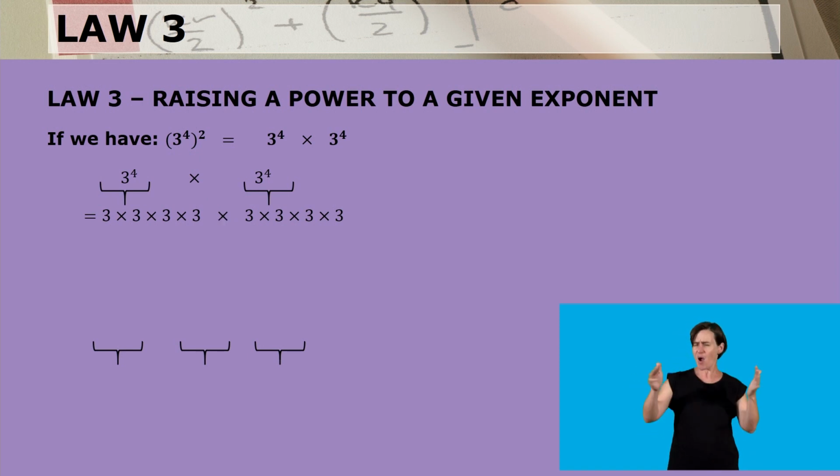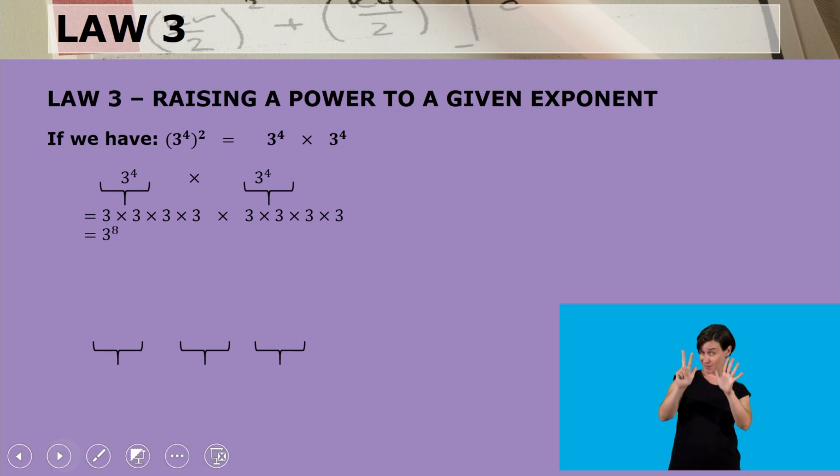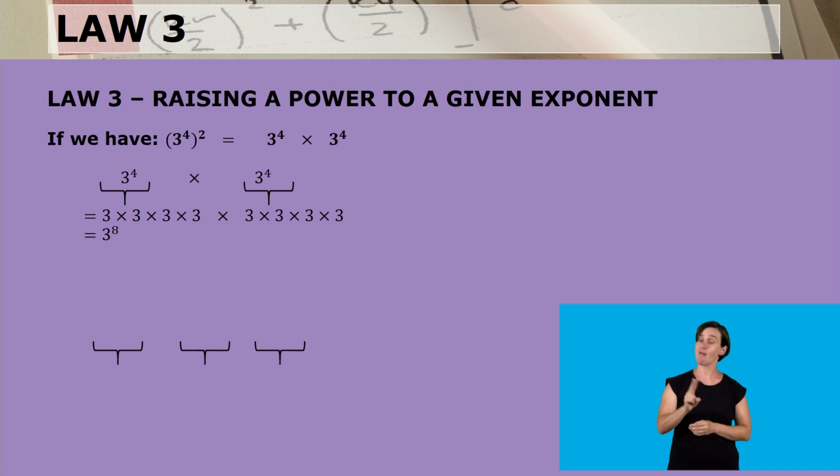Now, how many 3's do we have there? What is our final answer going to be? Are you thinking of 3 exponent 8? Because you would be absolutely correct. The answer is 3 exponent 8. Let's see how that 8 could possibly be from the given expression. So we were given there 3 exponent 4, and that was raised to a power of 2. Now our answer was 3 exponent 8.